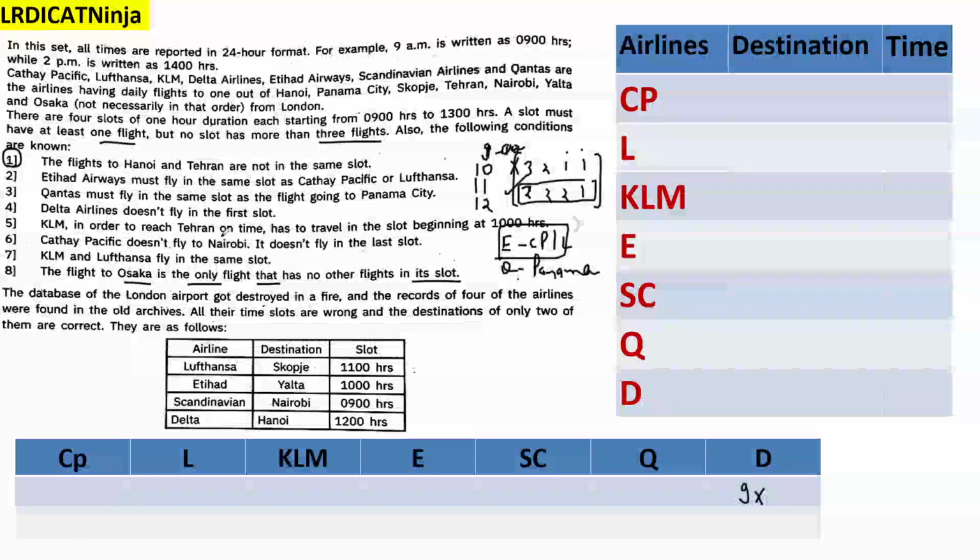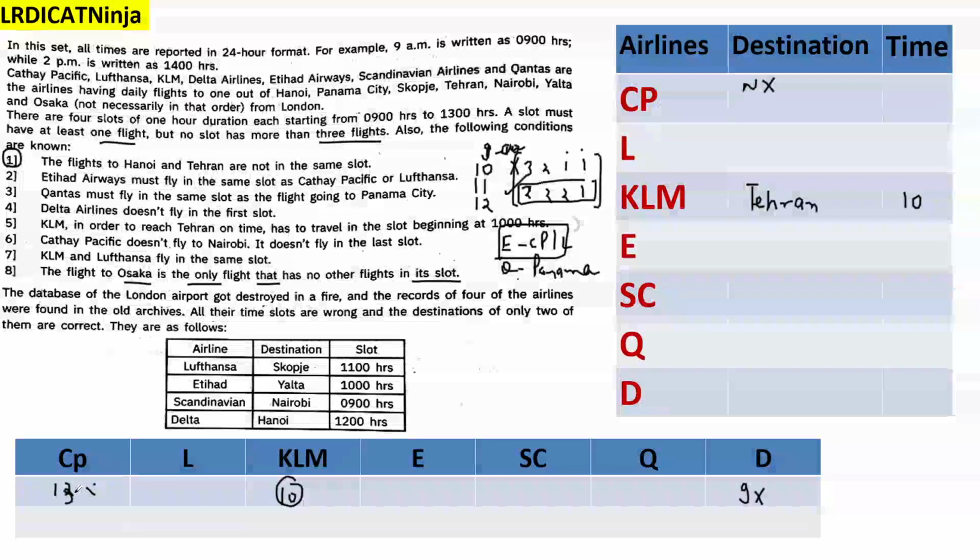KLM, in order to reach Tehran on time. So KLM is going to Tehran. That is fixed. KLM, in order to reach Tehran on time, has to travel in the slot beginning at 10. So it is at the 10 a.m. slot. Here also I can fill it. That is fixed. Cathay Pacific does not fly to Nairobi. It is not flying to Nairobi. It does not fly in the last slot. So it does not fly in the 12 to 13 slot. There's a last slot: 9, 10, 11, 12. There are four slots. So it is not flying in the last slot, the 12 slot.